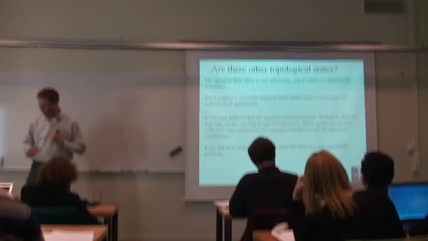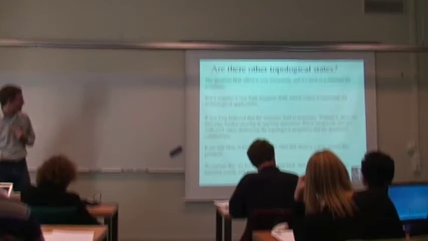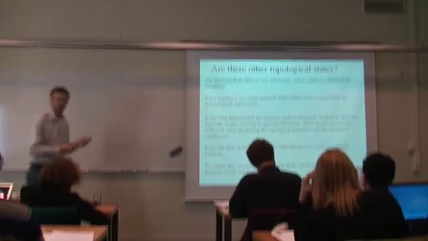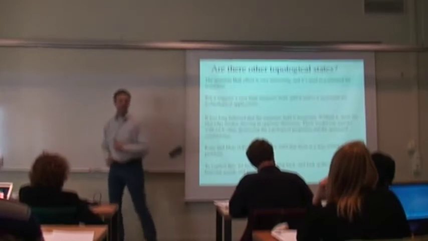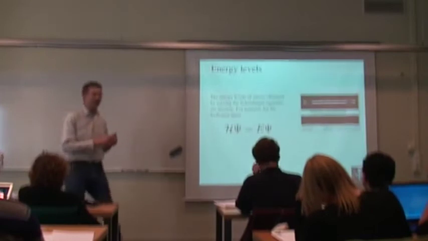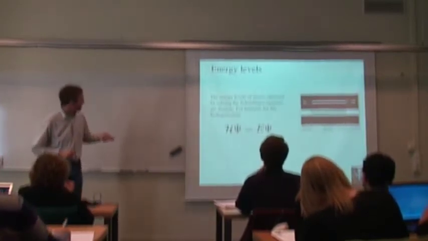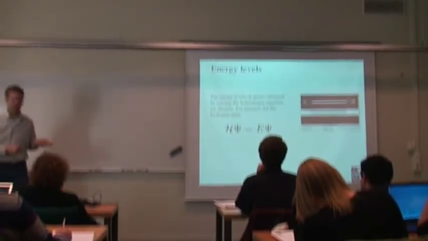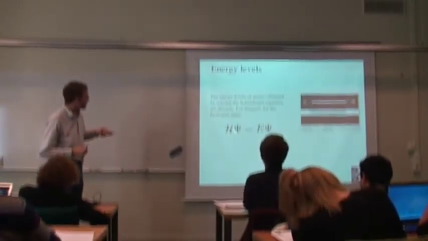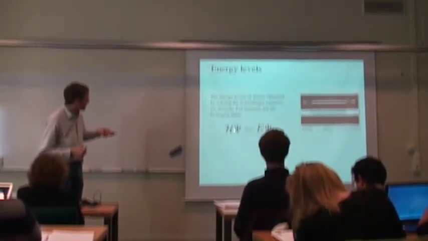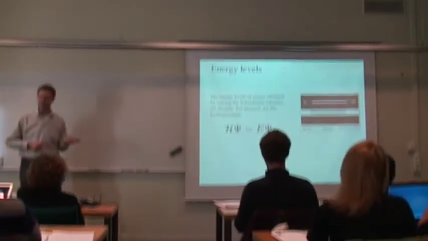I'll try to explain that a little bit. But before that, we need to explain the difference between metals and insulators. To do that, I have to take another step back and talk about energy levels. I think by now you have seen this equation. This is the Schrödinger equation, which tells us how these wave functions are related to certain systems. This H is the Hamiltonian describing what system I have.